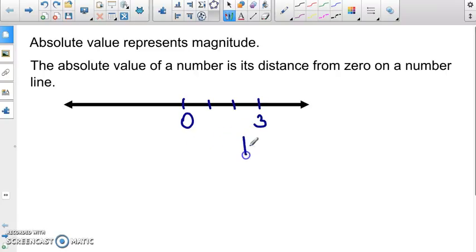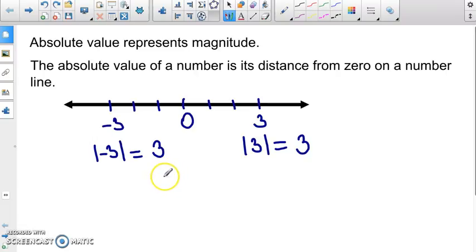So the absolute value of 3 means how far is 3 away from 0. It is 1, 2, 3 units away from 0. So the absolute value of 3 is equal to 3. So let's check -1, -2, and -3. The absolute value of -3 means how far is -3 away from 0. I know that -3 is 1, 2, and 3 units away from 0. So the absolute value of -3 is 3.